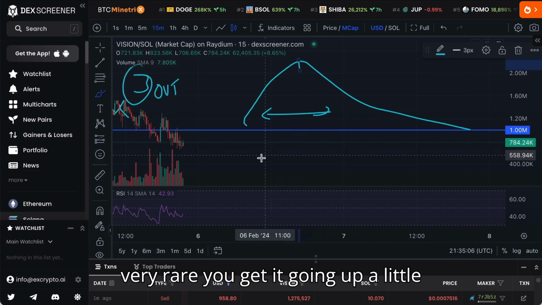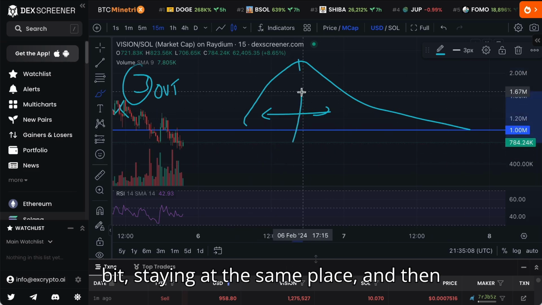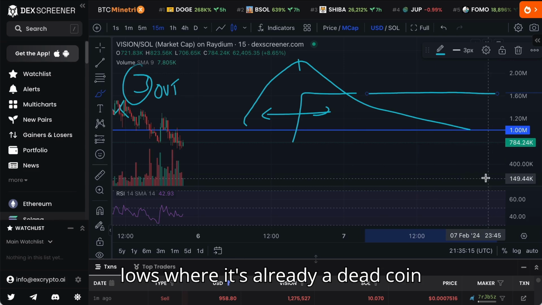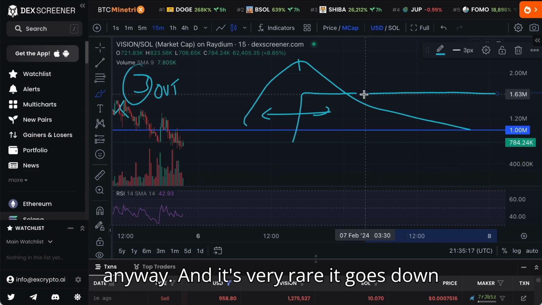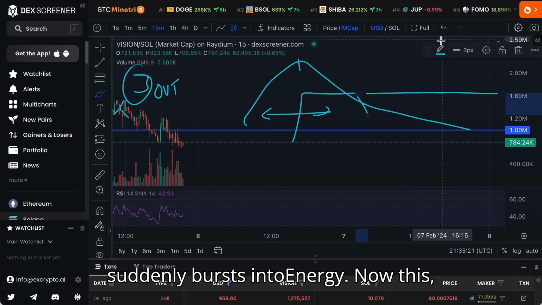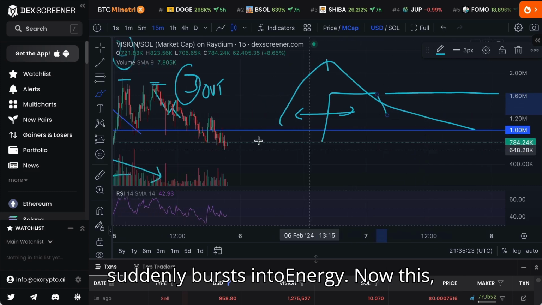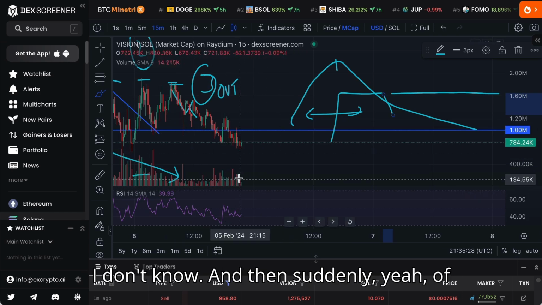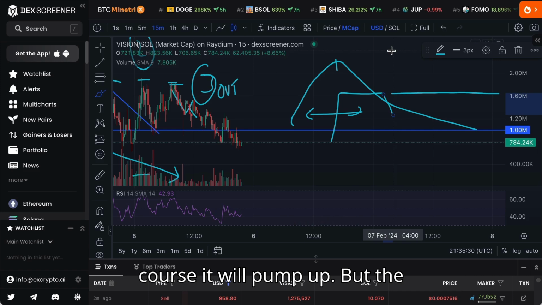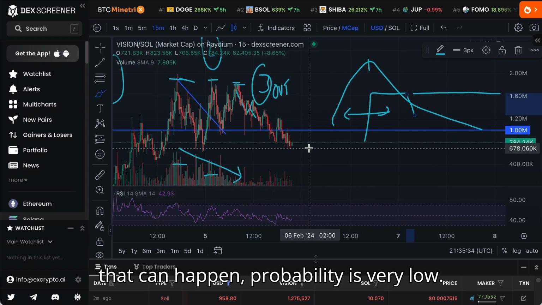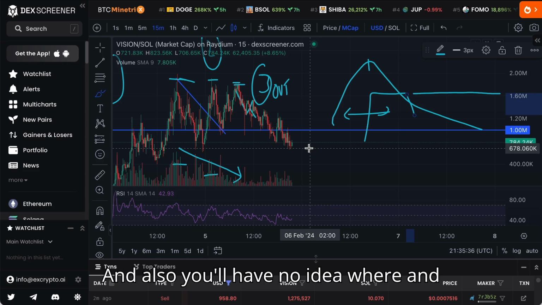It's very rare you get it going up a little bit, staying at the same place, and then just staying sideways for like a month. It's very rare, unless it is around the lows where it's already a dead coin anyway. And it's very rare it goes down and then just stays sideways and then suddenly bursts into energy. Now, this collection could get a really big mention from like Elon Musk or something, I don't know, and then suddenly, of course it will pump up. But the probability of that happening is very low. And also you'll have no idea when.